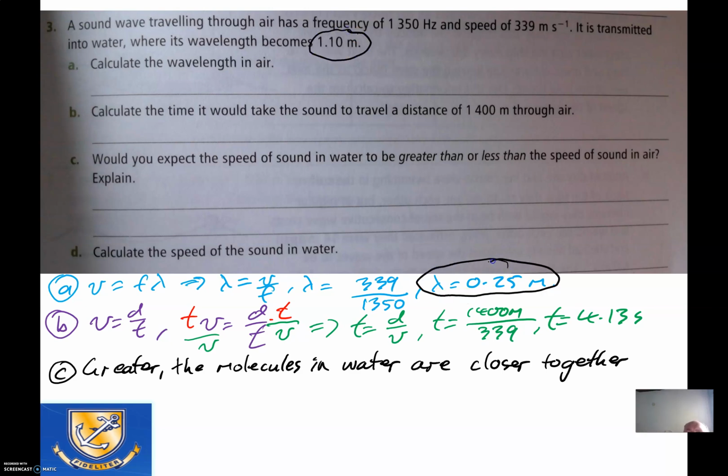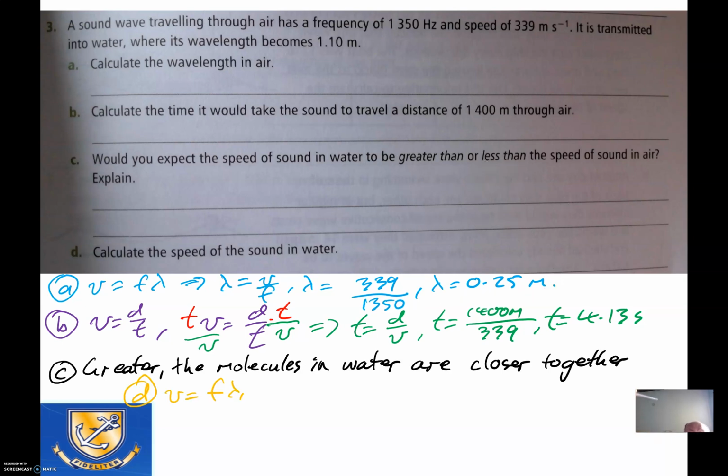The answer in the back of the book says that the wavelength in water is 1.1 meters, and we worked out the wavelength in air as 0.25 meters. Now, speed is equal to f lambda. The frequency is constant, so the speed is proportional to the wavelength, which means if the wavelength goes up, the speed goes up. And that's what they've said. The wavelength goes up from 1/4 meter in air to 1.1 meters in water, so therefore the speed of sound is greater.